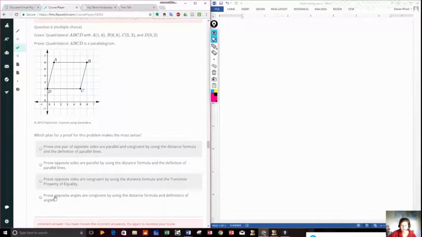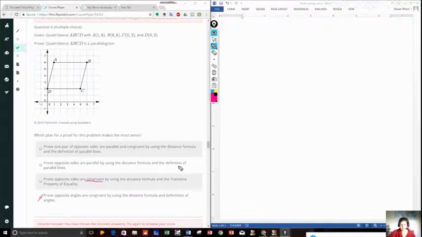Okay, well, this angle one, I'm going to automatically eliminate because we haven't talked about angles. We talked about that a parallelogram has opposite sides that are the same. So being the same means that they are congruent. So prove that opposite sides are congruent, so the same, by using the distance formula. Yeah, we would use the distance formula to find out how long they are. That's how we would find out if they were the same length. And the transitive property of equality.